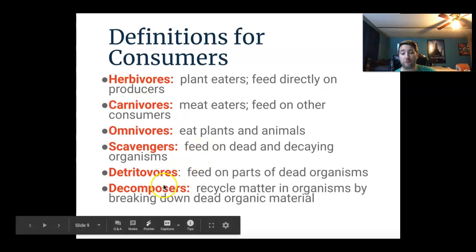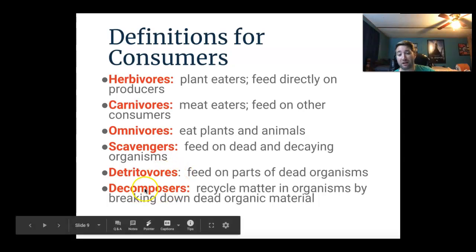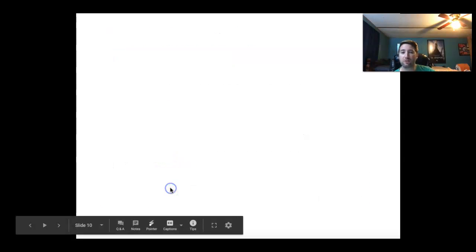Decomposers are really important because they're recycling matter and they're recycling those nutrients. So when we talked about the nutrient cycles, we talked about how there are only a certain amount of nutrients available on the earth. And as you use up some of them, or as you take them out of the environment and put them into your body, there has to be some way for them to go back into the environment. And that's how this happens with these decomposers.